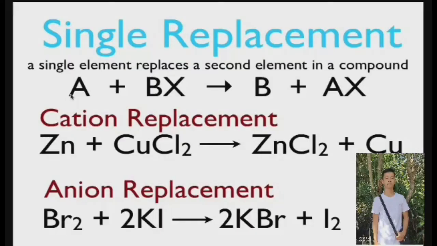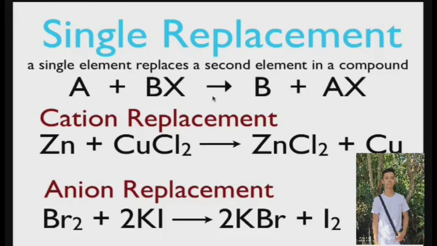Here's the general form for a single replacement reaction. Here's our single element, or lone element, all by itself, and that single element is going to replace a second element. Here's the second element B, and that second element is in this compound BX. So what happened basically is A, the single element, kicks B out, and then we have another single element and a compound on the product side. The easiest way to recognize a single replacement reaction is if you have single elements, or lone elements, and a compound on both sides of your chemical equation.